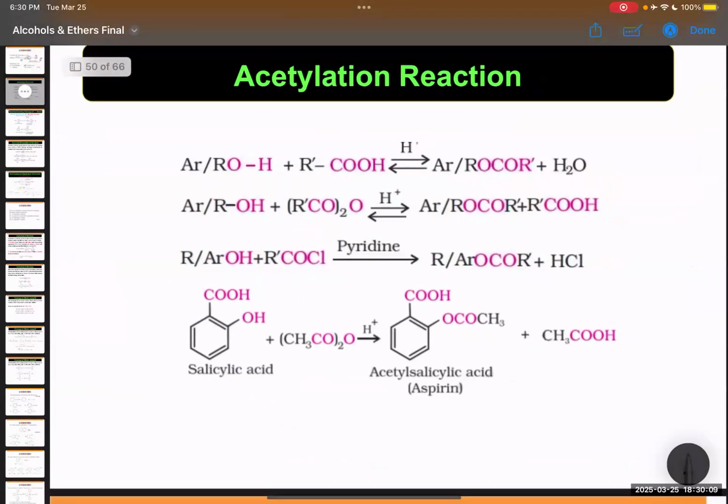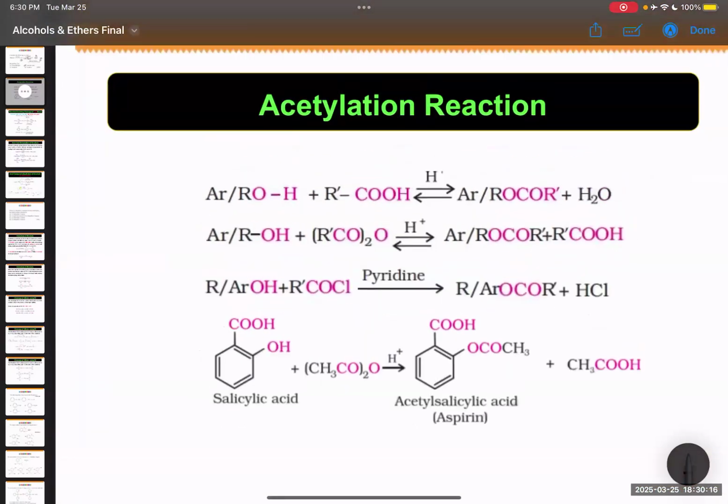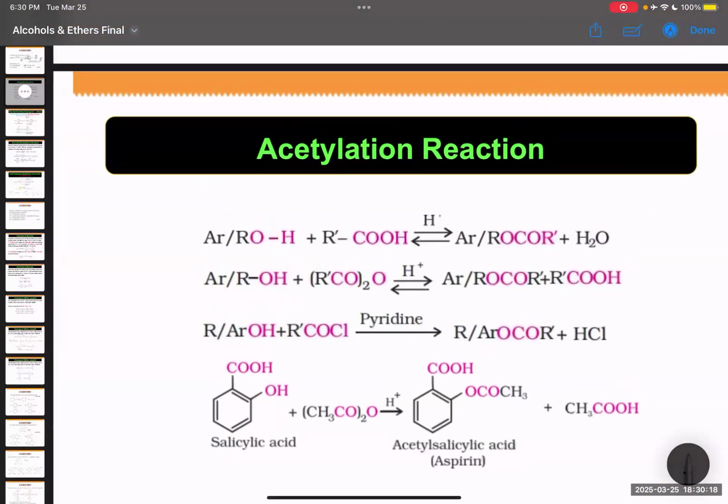Now this is an acetylation reaction, very important. Just now we discussed acetylation for its use, a very important use of acetylation, and that is acetylation of the alcohol group or the phenol group of salicylic acid gives you aspirin. Acetylating agents, I told you, can be CH3COCl or they can be acetic acid. Both you can use.